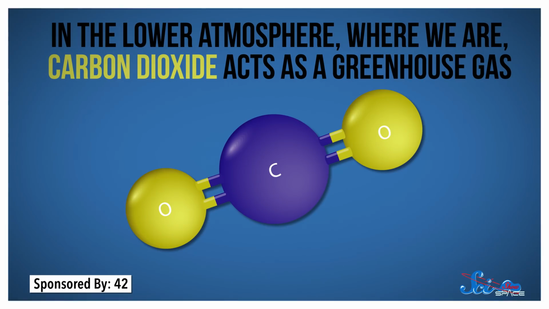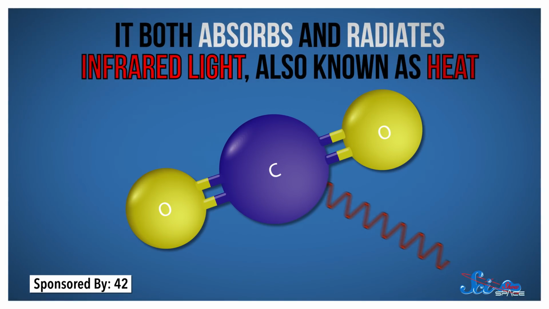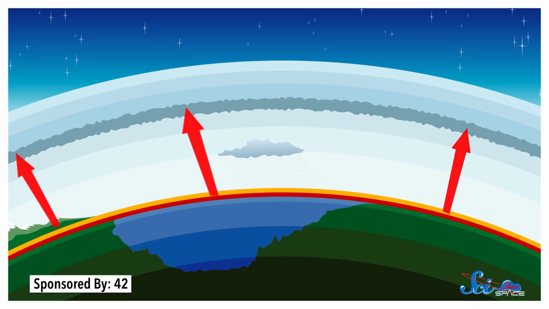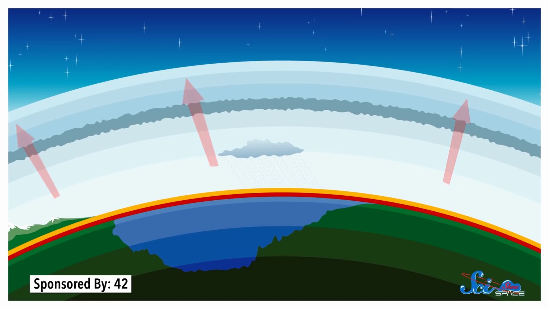In the lower atmosphere, where we are, carbon dioxide acts as a greenhouse gas. It both absorbs and radiates infrared light, also known as heat. So when waves of heat come off the ground and try to escape into space, they can be absorbed by the CO2 in the atmosphere. Then the carbon dioxide will release that energy, and while some of it is released towards space, some of it will be sent back to Earth to warm things up.